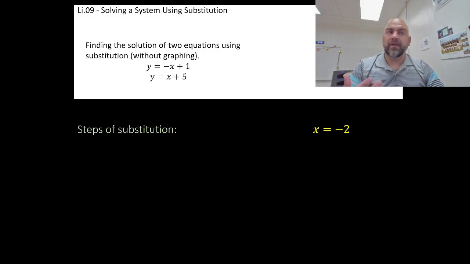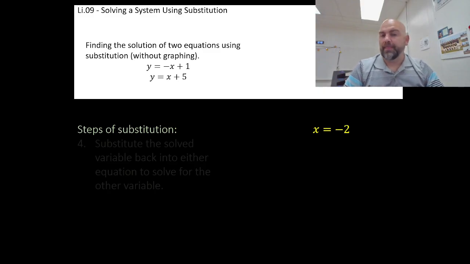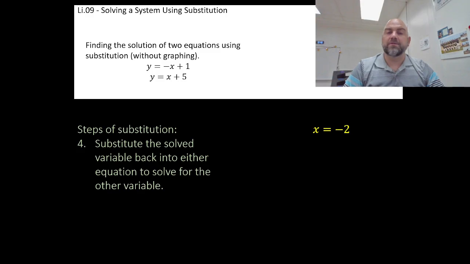So let's put this up here, and let's look at step number 4. Step number 4 is we need to substitute the solved variable back into either equation. Before, it depended on which equation we solved for, and then we plugged it into the other one. Now we can take whichever equation we want and solve for our y value. I'm going to use this one right here, y is equal to x plus 5. It doesn't really matter. I just have a positive x here, so I might as well use that instead of having to do a negative. Just makes it a little bit easier for me.